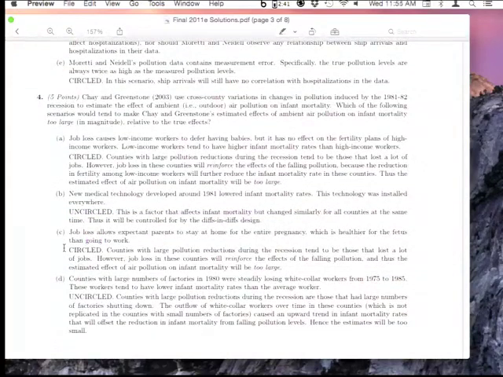Then there's the third scenario, which says job loss allows expectant parents to stay at home for the entire pregnancy, which is healthier for the fetus than going to work. This again poses a scenario in which the recession-hit counties are losing jobs, so people basically have this unplanned maternity or paternity leave, and it turns out in the scenario that's healthier for the children. So that's going to cause a further drop in infant mortality in the recession-hit counties, which is going to reinforce the drop we're already seeing due to air pollution and cause you to overestimate the effect of the air pollution drop on infant mortality. So that one gets circled.